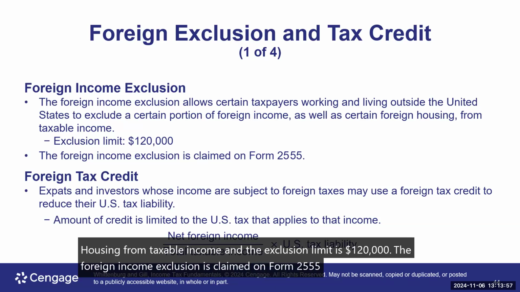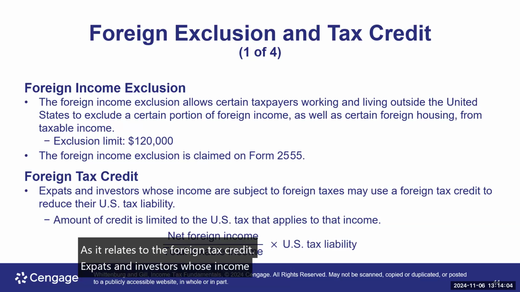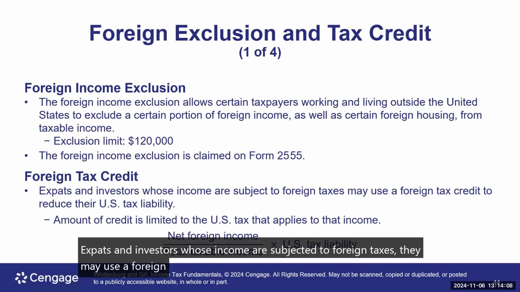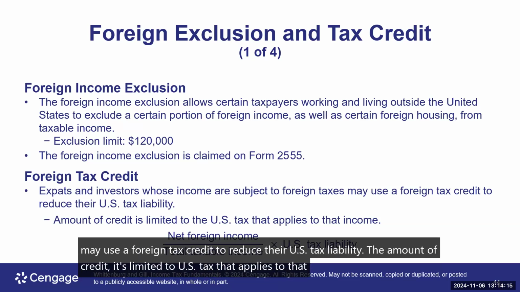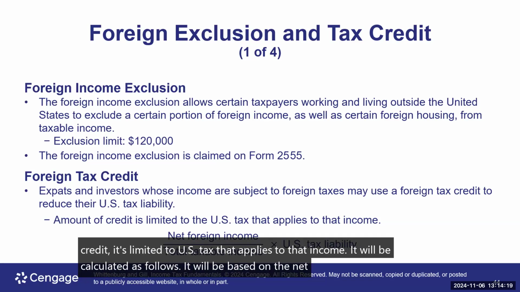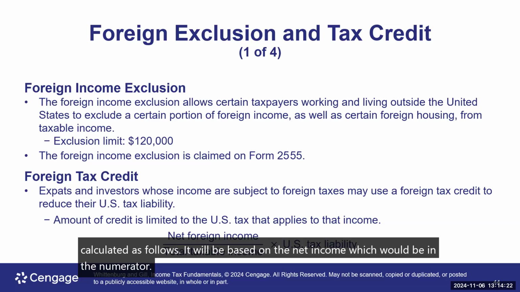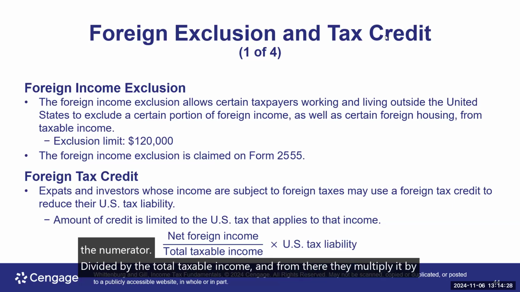As it relates to the foreign tax credit, expats and investors whose income is subjected to foreign taxes may use a foreign tax credit to reduce their U.S. tax liability. The amount of credit is limited to the U.S. tax that applies to that income, and it will be calculated as follows. It will be based on the net foreign income, which would be in the numerator, divided by the total taxable income. And from there, they multiply it by the U.S. tax liability.